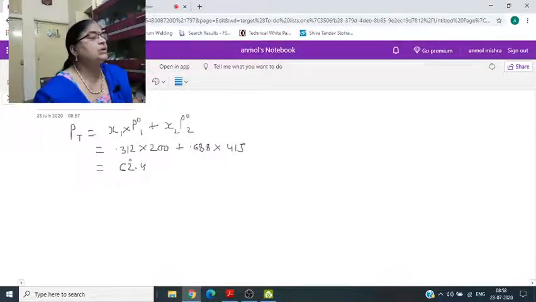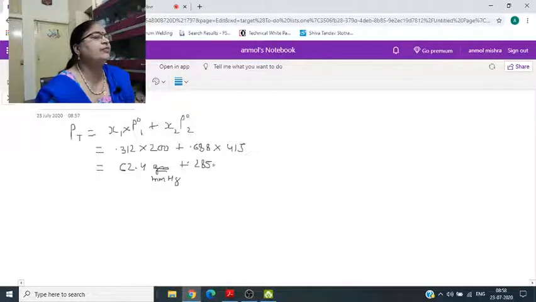So when we calculate, we will get 62.4 for chloroform plus, the unit is mmHg, and for methylene it will be 285.5. So when you do the total you will get PT. So PT will be 347.9 mm. It is already done in your book, but I am just trying to explain how to do it.